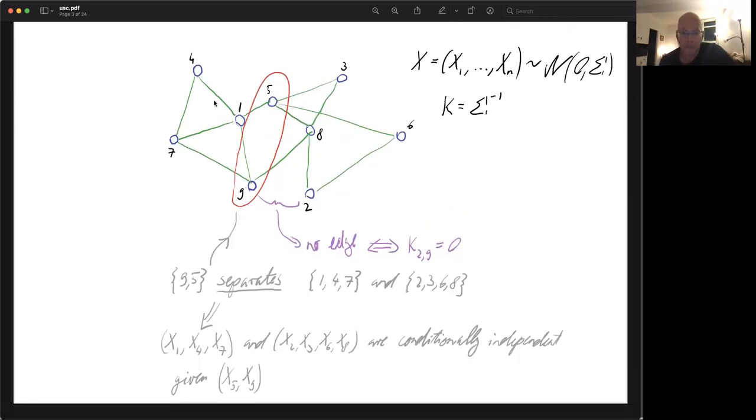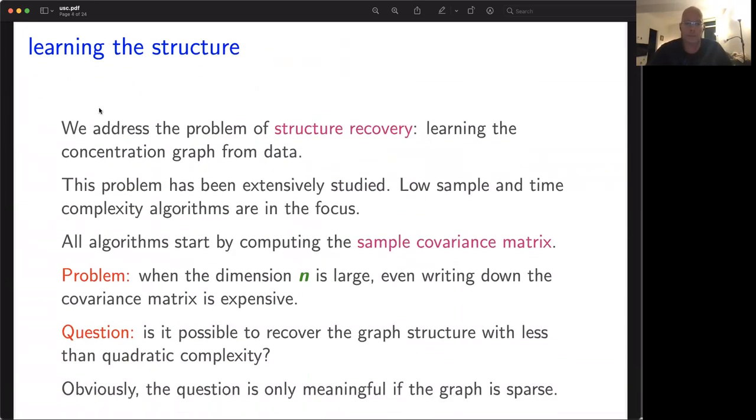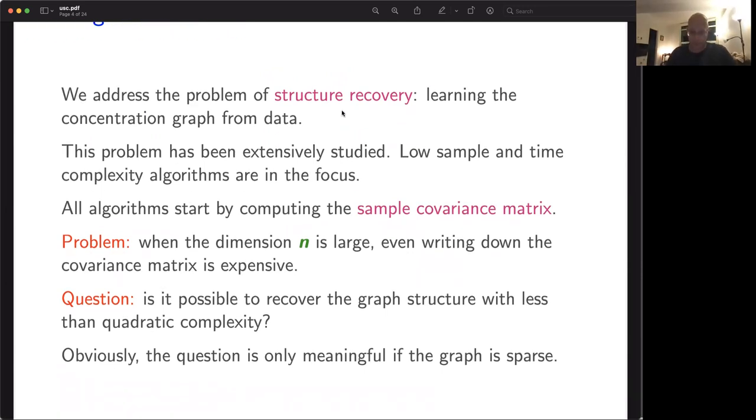Okay, and in particular, finding the structure, finding this graph, estimating this graph in some sense has been at the center of attention. So this is the structured learning problem. Okay, so we would like to learn the underlying graph when we have a really high dimensional Gaussian vector.